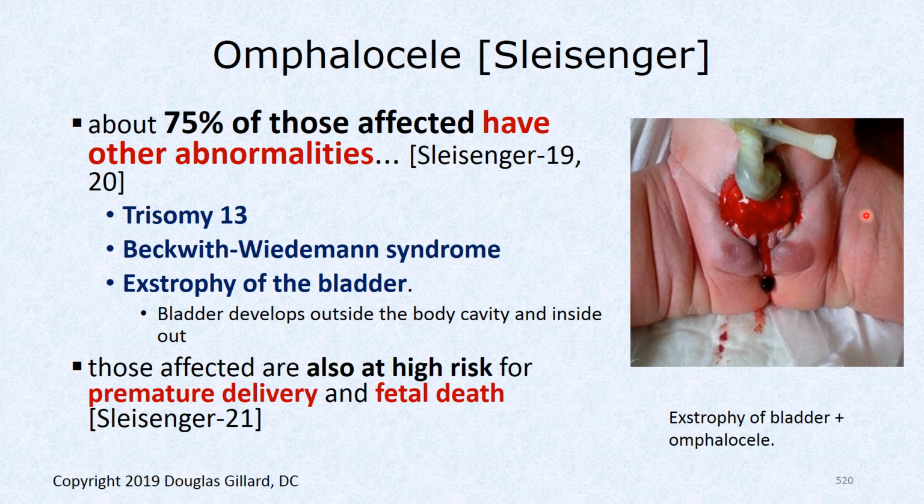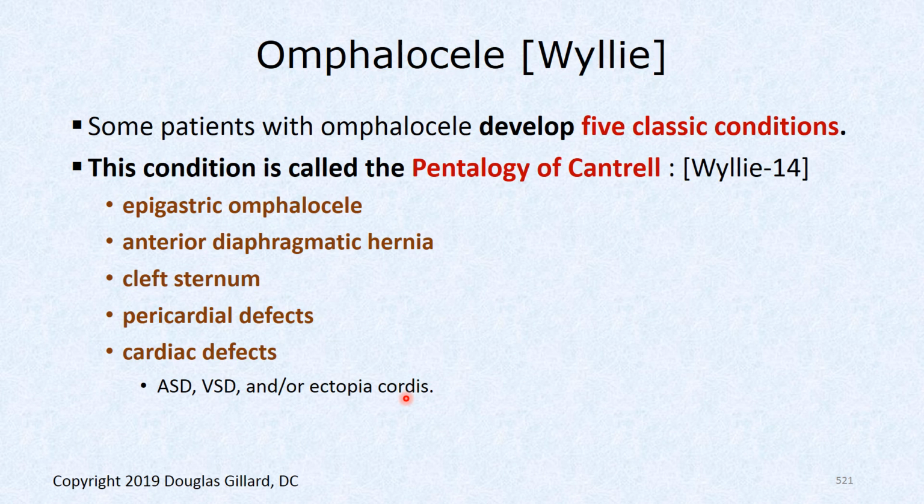These guys, of course, are really at risk, especially if this ruptures during the pregnancy or during the delivery. You can get peritonitis and die from this really easily. So they're at high risk for premature delivery too. A lot of preemies seem to have these things.